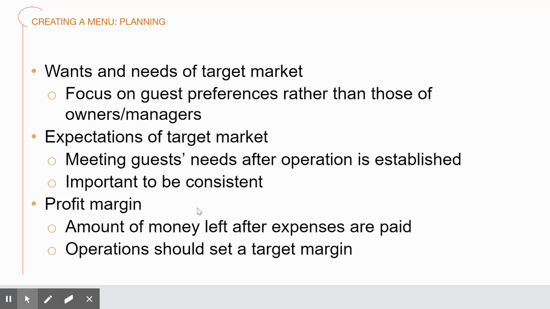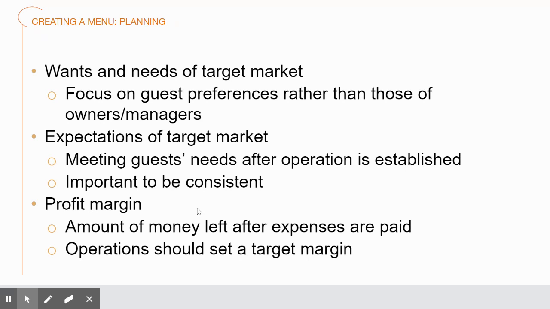You've got to look at the expectations of the target market. The expectations of the target market are more important after an operation has become established rather than before. So you analyze those expectations, you see who your clientele is going to be, and then you can differ and change your menu. If you don't stay true to the needs of your guests, they're going to go elsewhere. So consistency is one of the cornerstones of success in the restaurant and food service industry.